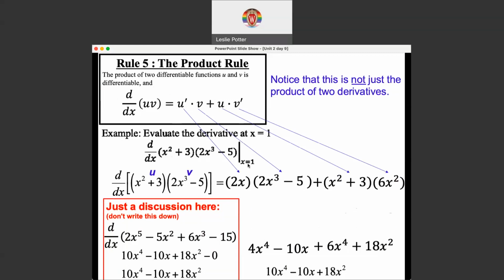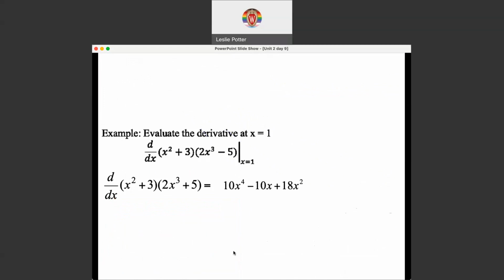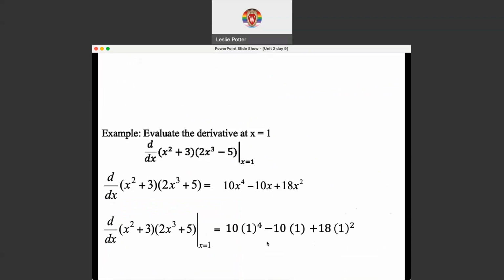We've got one more thing to do here. We have to evaluate this when we plug in 1 for x. So we're going to do that now. We're going to have 10 times 1 to the 4th minus 10 times 1 plus 18 times 1 squared. So that's just really 10 minus 10 plus 18, right? That's just 18. So the derivative, or the slope of the tangent line, is 18 when we have this function and we look at x equals 1.